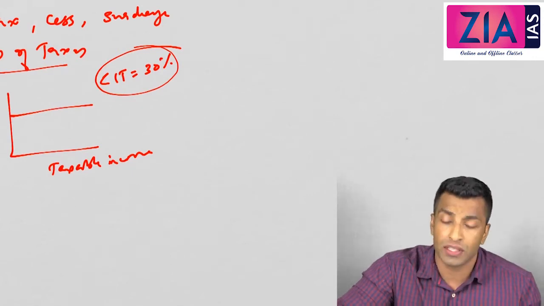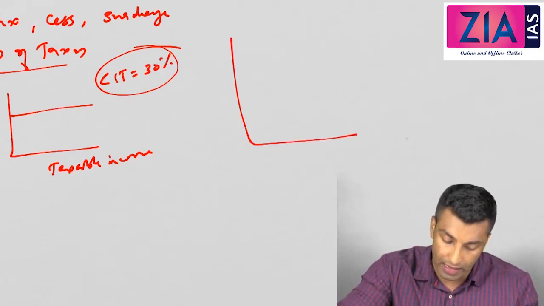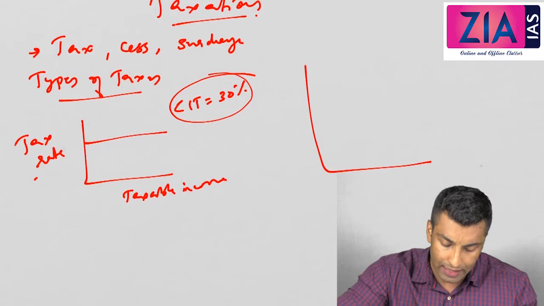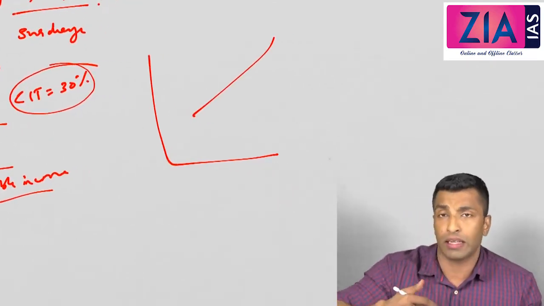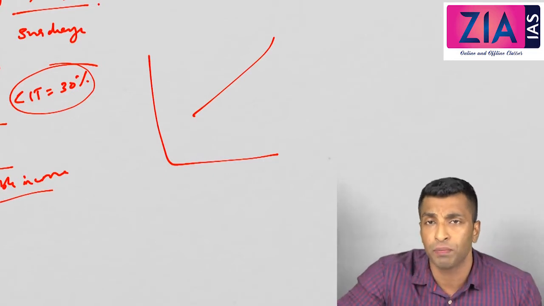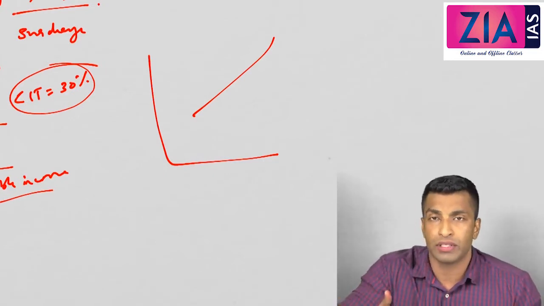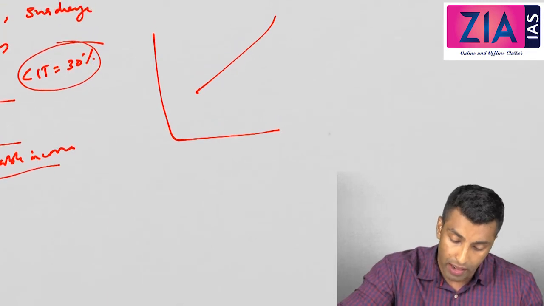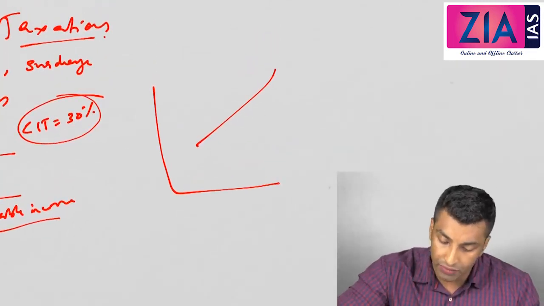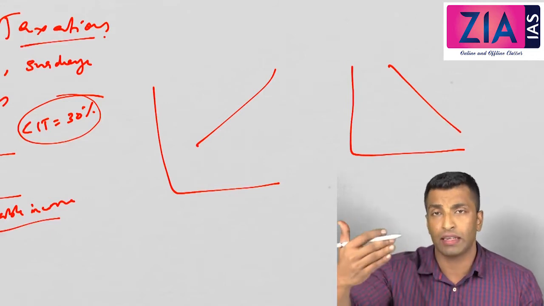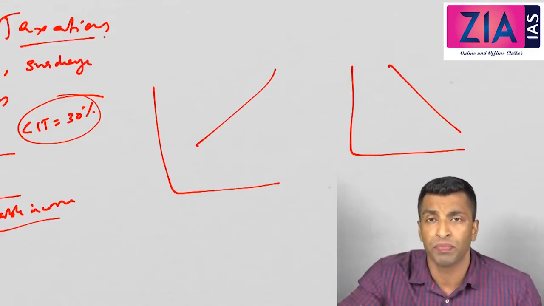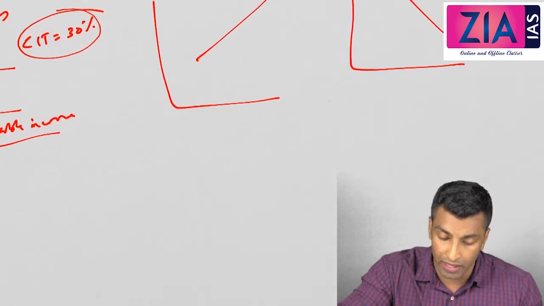Then we have seen progressive tax, and progressive taxes like this. I'm not drawing again this x-axis and y-axis, it is the same. Progressive tax will go like this. That means when the taxable income is increasing, the tax rate also increasing, and we are following that system. And there will be regressive tax, that also we have discussed. That is a reverse of progressive tax. When the taxable income is increasing, the tax rate is actually coming down.